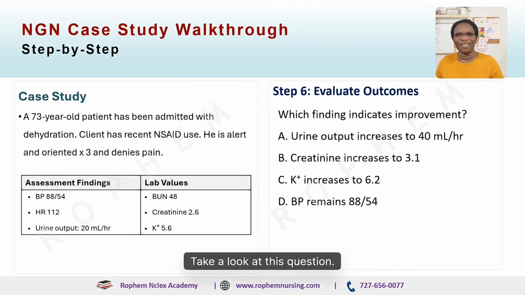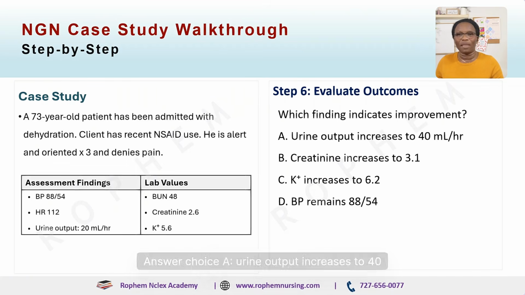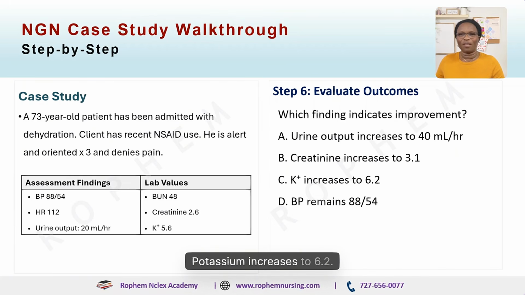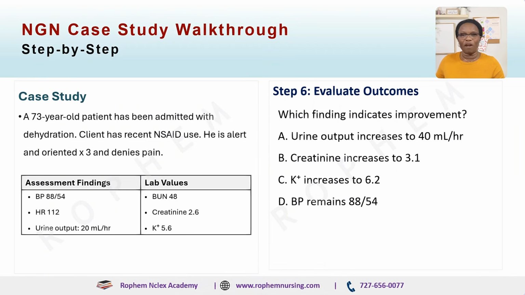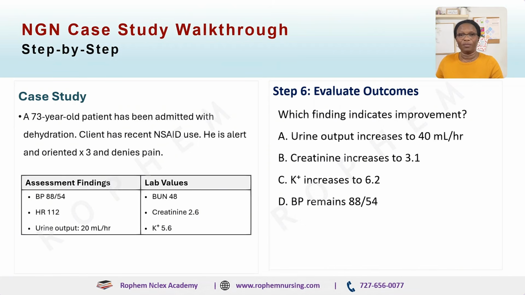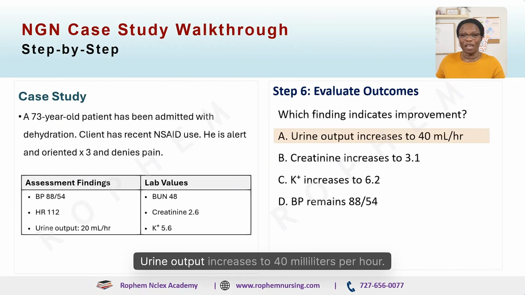Take a look at this question. Which finding indicates improvement? Answer choice A, urine output increases to 40 milliliters per hour. B, creatinine increases to 3.1. C, potassium increases to 6.2. D, blood pressure remains 88/54. Which of them do you think indicate improvement based on this client scenario? Correct answer is A, urine output increases to 40 milliliters per hour.